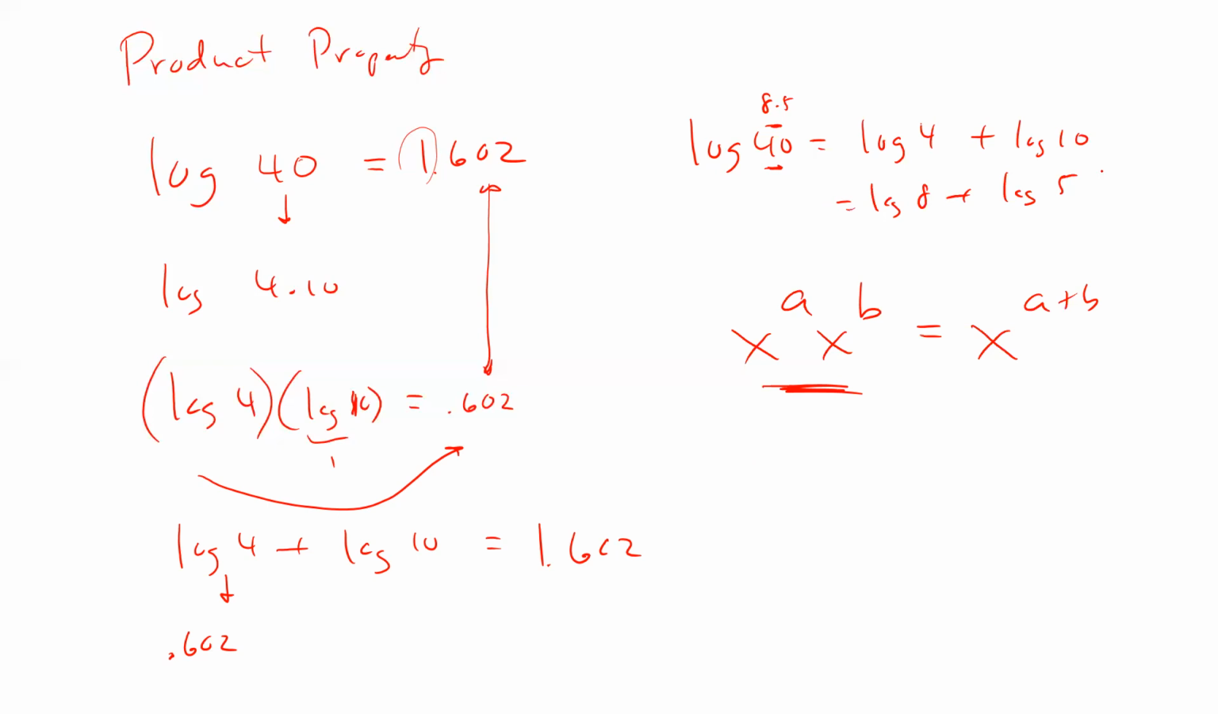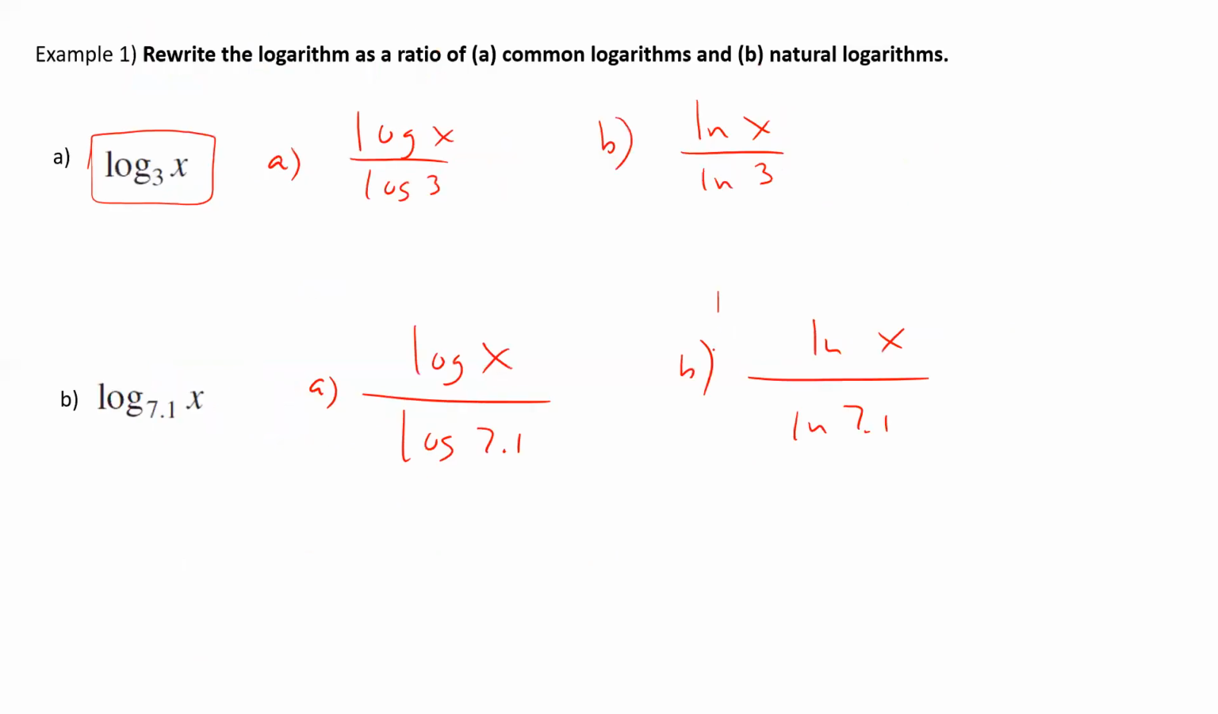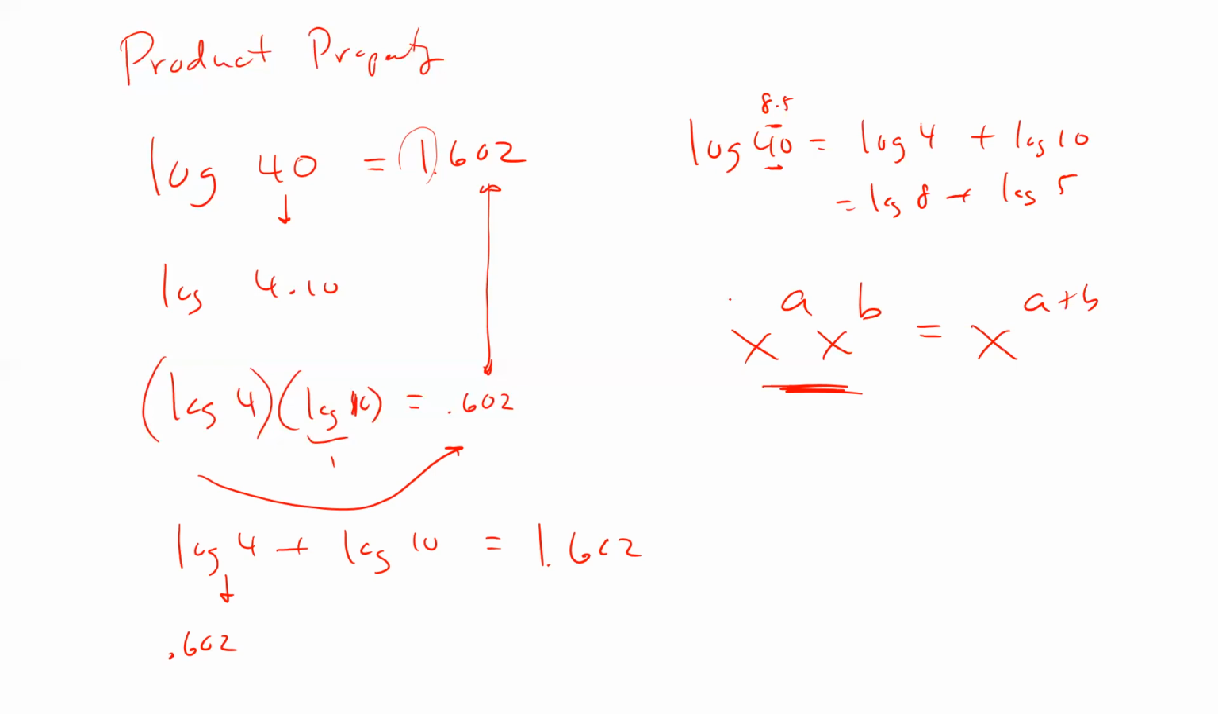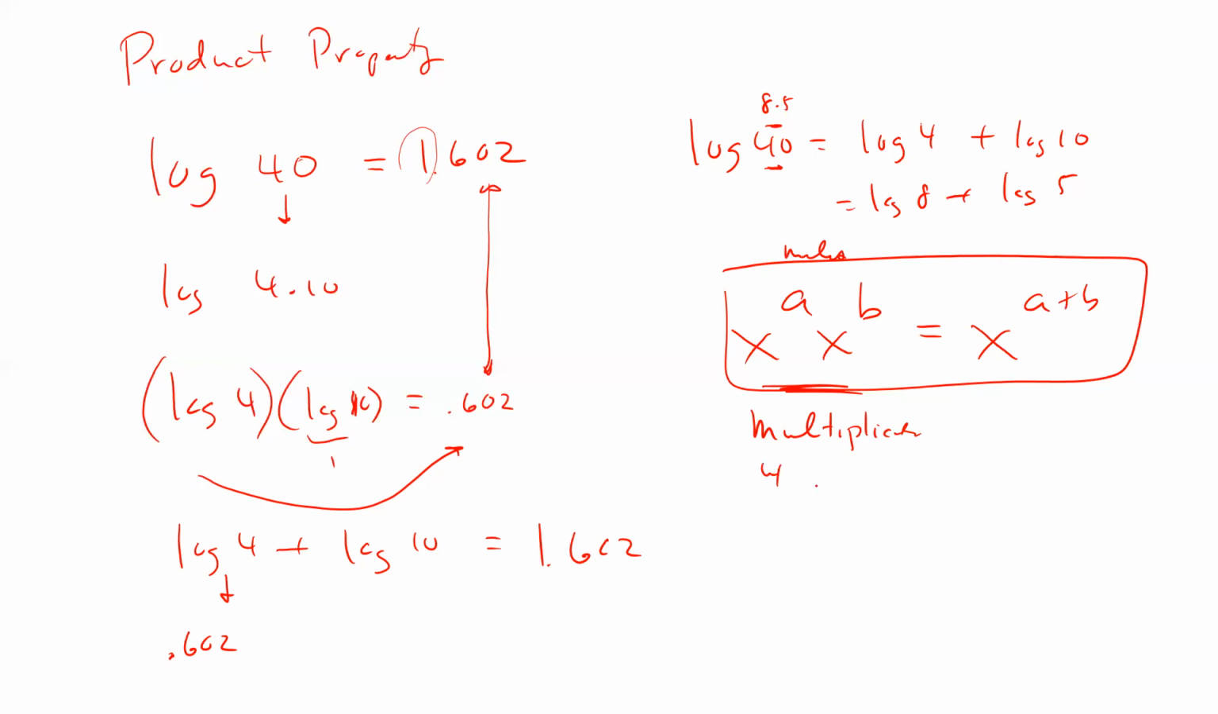I think we just discovered some properties here. And actually it comes from this right here. It comes from that property, right? So multiplication in terms of numbers, let me write this here: multiplication with numbers goes to addition with exponents.